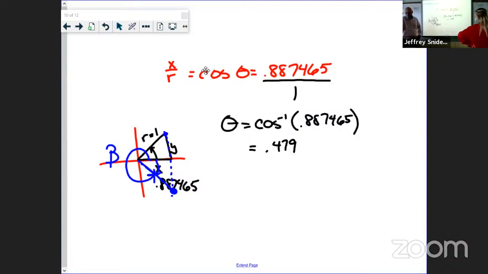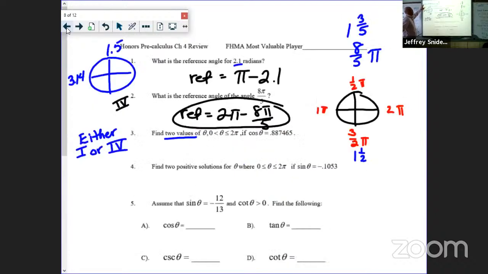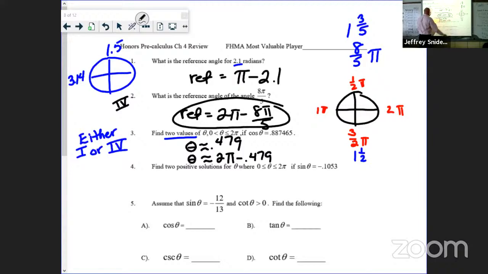Okay, so here's what you're going to do. Go back and try number 5. See if you can do number 5. I'm going to put some answers up here for you guys so you know how you're doing on these. So number 3, theta is about 0.479, and theta is about 2 pi minus 0.479. Okay, that's number 3.